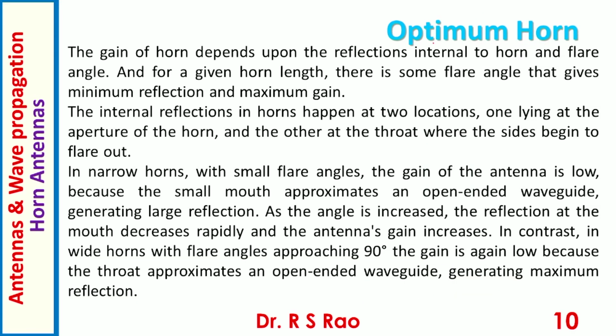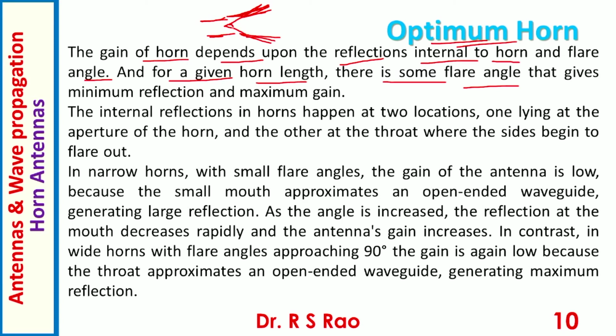Now, a few points regarding optimum horn. What is optimum horn? The gain of a horn depends upon reflections internal to the horn and the flare angle. And for a given horn length, there is some flare angle that gives minimum reflection and maximum gain. Before going further, it requires to be explained what a flare angle is. This is a horn antenna, this is a waveguide. These walls which are opened out subtend a certain angle somewhere here. This angle is called the flare angle. If the opening is more and more, the flare angle becomes more and more.